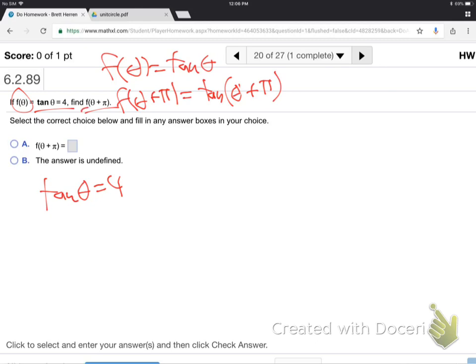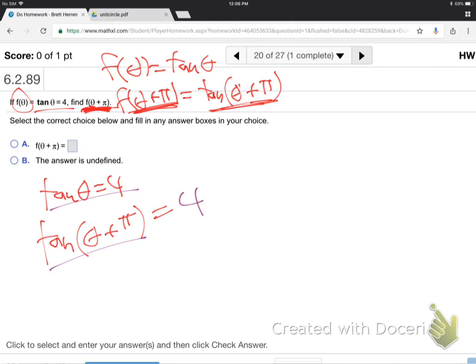So what they're asking me is, what is f of theta plus pi? It's tangent of theta plus pi. So they're really asking me, what is tangent of theta plus pi? I know the tangent of theta is 4, but what's the tangent of theta plus pi? It's just going to be the same thing. How do you know? Because in the quadrant 2 it's going to be the same thing. Yeah, you're right, I don't know how to explain it.